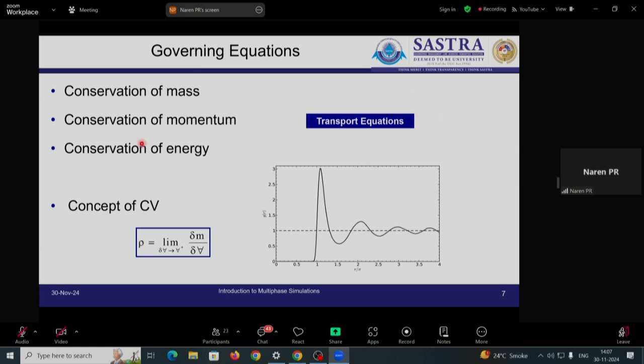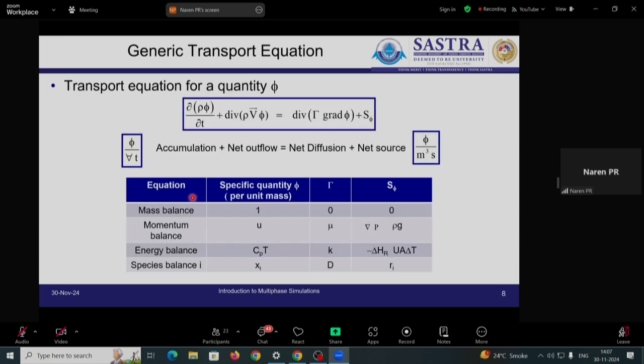Now, all these are again tied to something called the control volume. We are taking a volume which is so small, yet we will not see any discontinuities. We will still see matter to be continuous within that infinitesimally small, or fictitious, volume. So that's the concept of control volume. Now, with this, we can represent all the equations that we use.